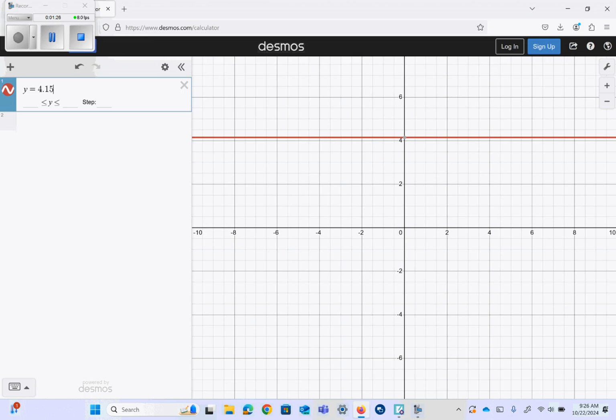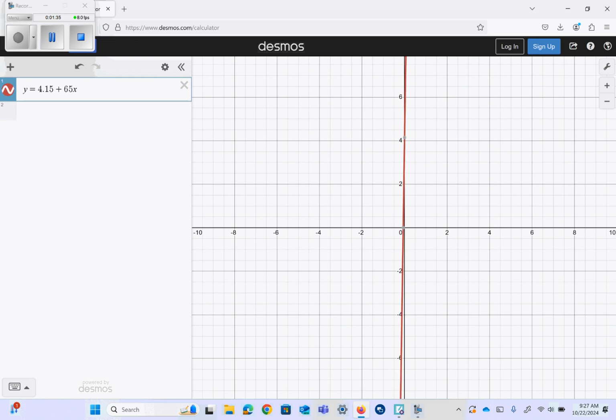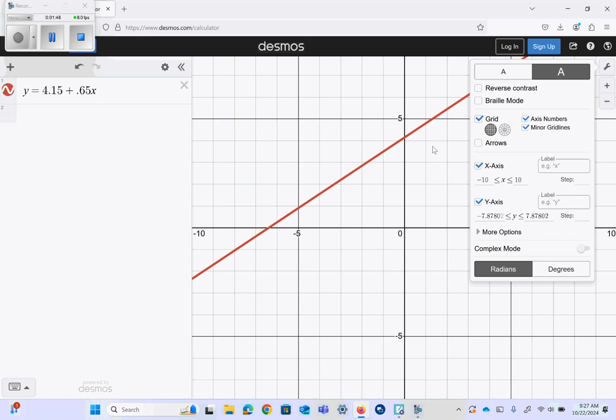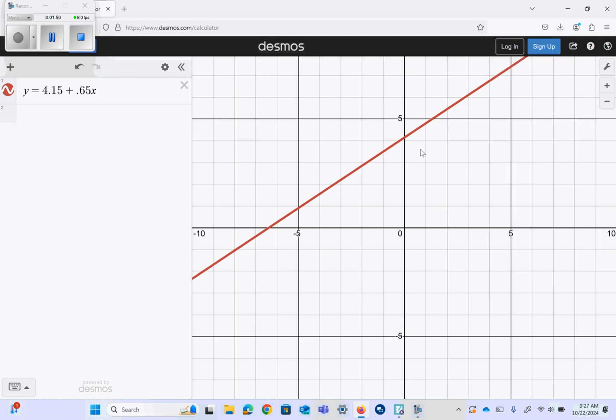And then plus 0.65x. All right. So let's make this, oh, that's 0.65, not 65. All right. So there is the line. This is our line that we use to make predictions. Does that make sense if I say that? Yeah. Okay. Now, we also have the point negative 2, 4.